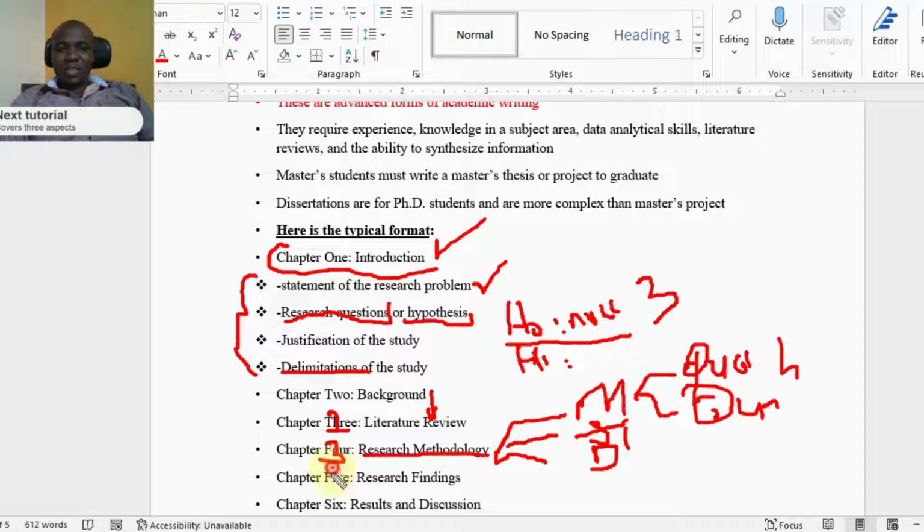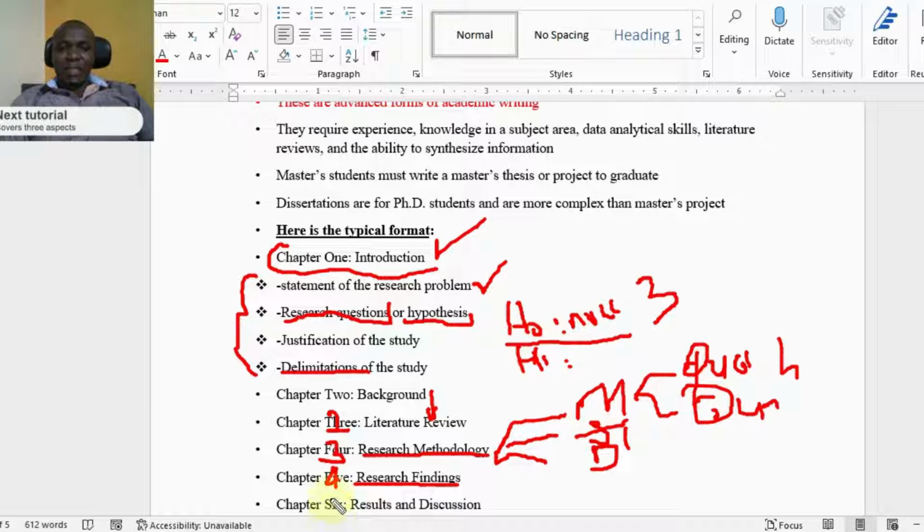Then this should be chapter 4. It will deal with the research findings. After you have gathered your data and interviewed your respondents, now you want to present the data. This is the section where you present your data, the findings. What did you find from your research?